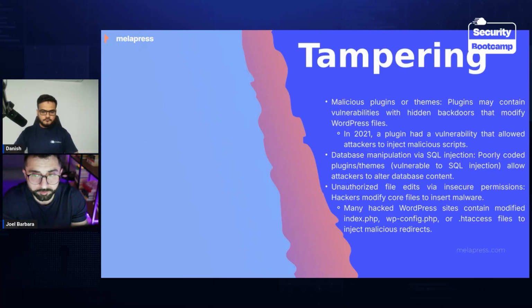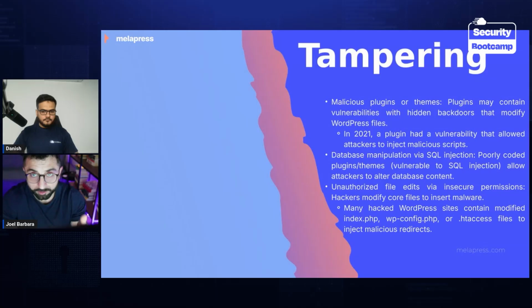They also have vulnerabilities that include SQL injections and cross-site scripting. Not much we can do, but there are some steps that we can take. And unauthorized file edits via insecure permissions. It happens a lot. We are in the process of troubleshooting something, chmod 777, to make sure that it's not a permissions issue. Don't go there, stay away.